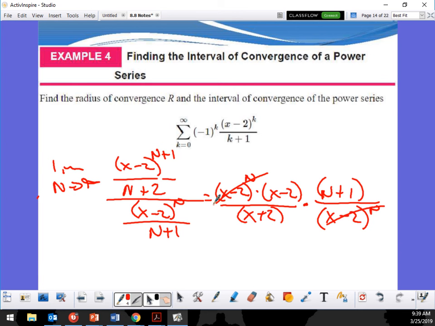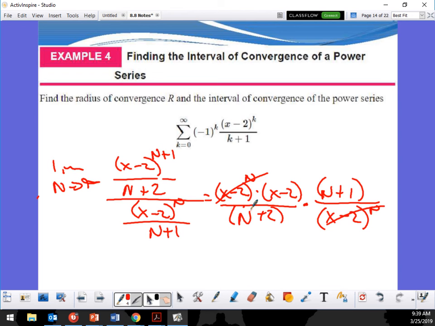The denominator is n plus 2 on the left. Oh, it should be n plus 2. You're right. Good job, you guys. Seriously, you're on top of things. So the denominator is n plus 2. There you go. All right.